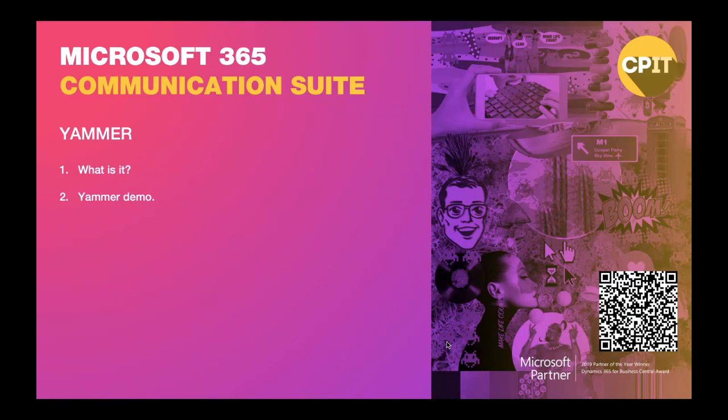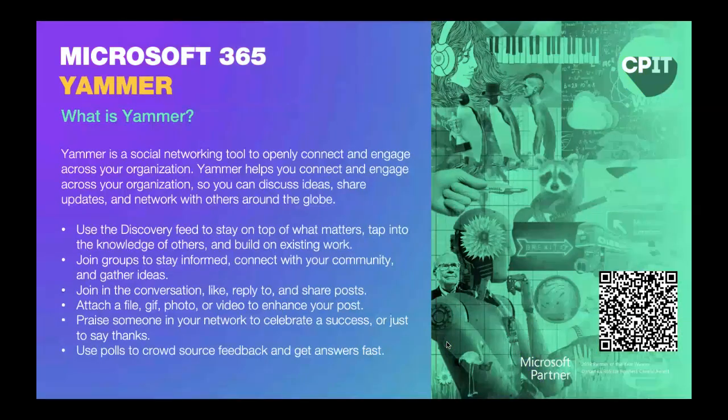I'm looking at the time and we've got 12 minutes. So I'm going to see if we can breeze through Yammer a bit, but I'll give you an idea of what Yammer is. Like it says on the screen, this is basically Microsoft's blurb on how to define Yammer, but it's a corporate social network. So you get all the standard things that you would see in a social network, Facebook, showing my age, MySpace, whatever. But things like using the discovery feed, joining groups, joining conversations, attaching media, files, photos, videos, praising someone, using polls to crowdsource feedback.